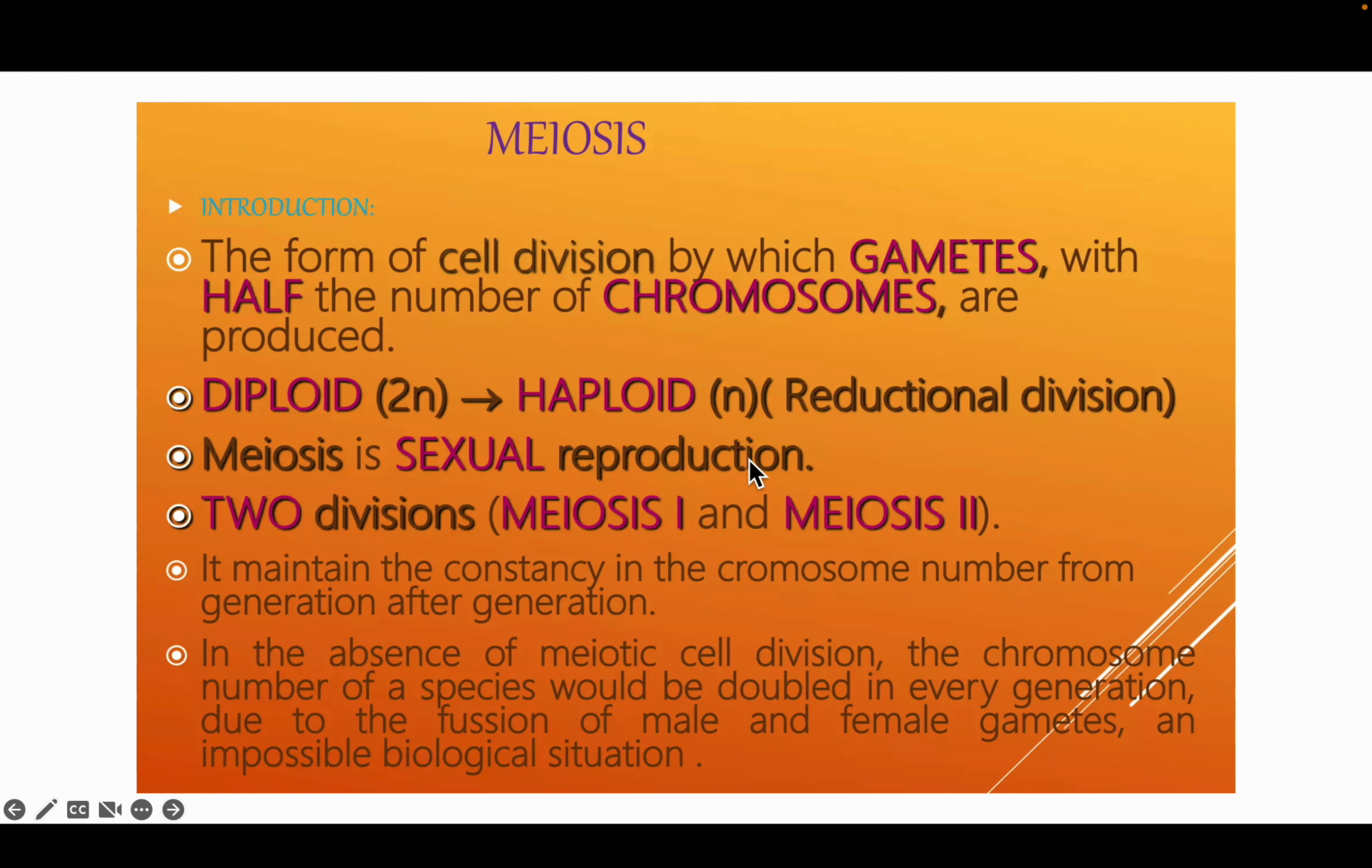Meiosis is a sexual reproduction. Meiosis consists of two divisions, meiosis 1 and meiosis 2. It maintains consistency in the chromosome number from generation to generation. In the absence of meiotic cell division, the chromosome number of a species would double in every generation due to the fusion of male and female gametes, an impossible biological situation. So meiotic cell division is a very important process in our body.